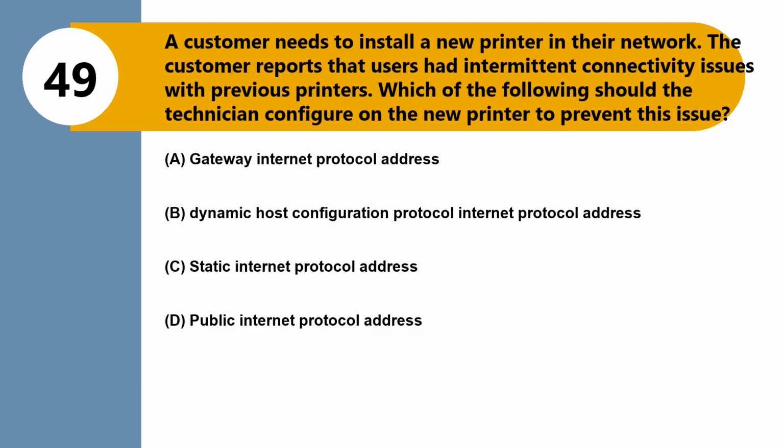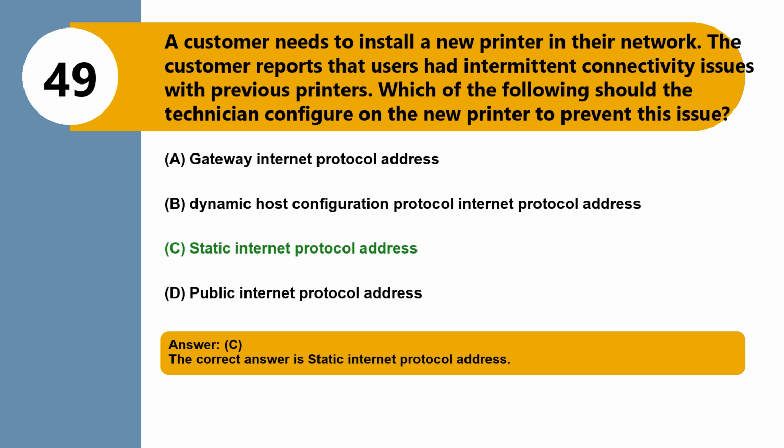Question 49. A customer needs to install a new printer in their network. The customer reports that users had intermittent connectivity issues with previous printers. Which of the following should the technician configure on the new printer to prevent this issue? Option A, Gateway Internet Protocol address. Option B, Dynamic Host Configuration Protocol Internet Protocol address. Option C, Static Internet Protocol address. Option D, Public Internet Protocol address. The correct answer is option C, Static Internet Protocol address.